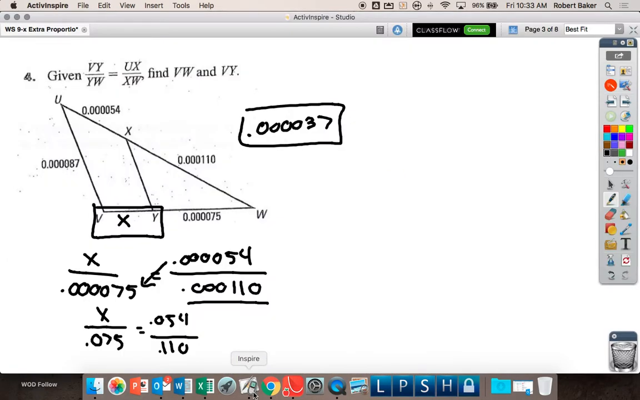The other one is finding VY, or finding VW. How long is this piece? You add the X into the problem and then add it together, what you boxed in plus YW. You just add these two numbers together and it gives you the length you're looking for. 3 zeros and then 112.